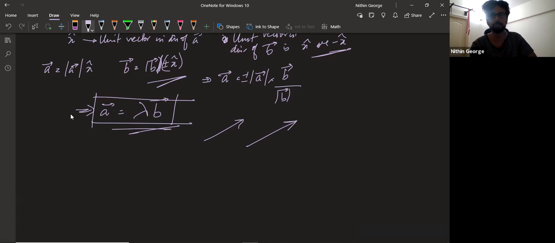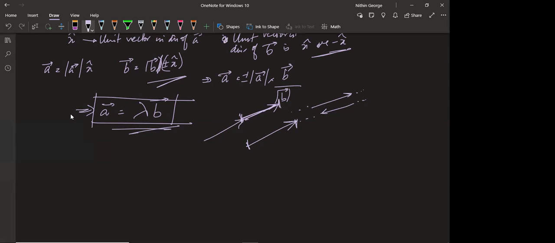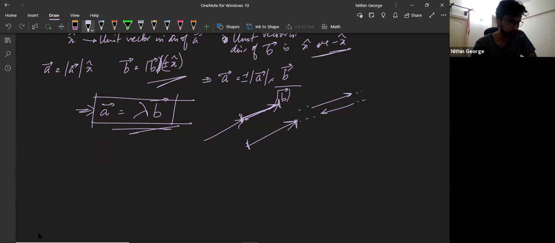Because they are free vectors, you can take this vector and place it here also, to make them look like they're on the same line. So for collinear vectors, they just need to be parallel to each other, either in this sense or in the opposite sense. That doesn't matter. As long as the supports are parallel, they are collinear. Clear? Yes, sir. Okay.